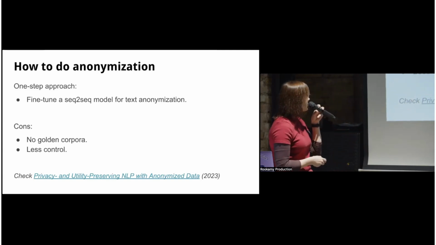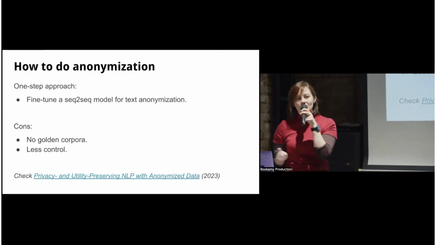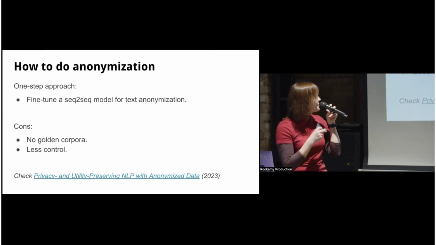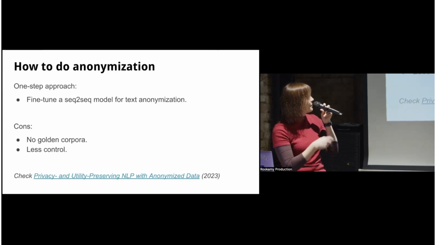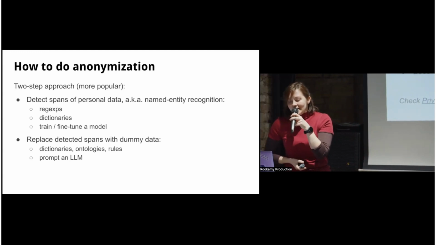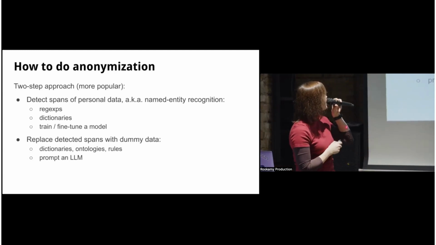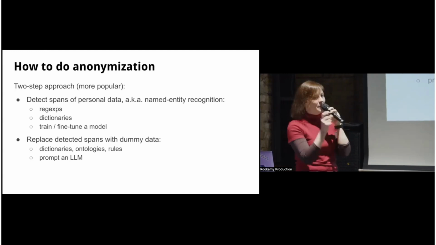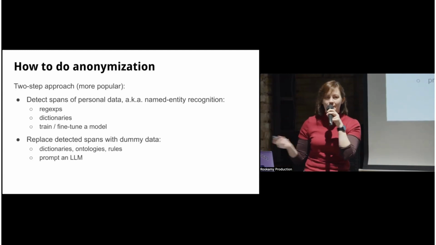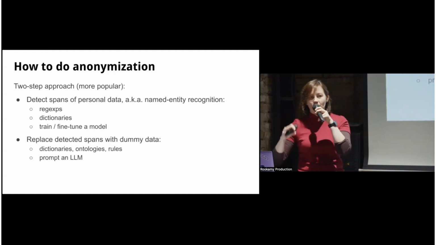And you can check a paper that is called Privacy and Utility Preserving NLP with Anonymized Data that my colleagues at Grammarly published last year. This paper actually compares this approach to the two-step approaches that we're gonna discuss later. So the two-step approach, which is more popular in the industry, is that you first do the detection and then you do the replacement, right? And there are multiple ways you can detect spans of personal data, but usually it goes down to named entity recognition. Named entity recognition as a natural language processing task, when you would find entities in the text.